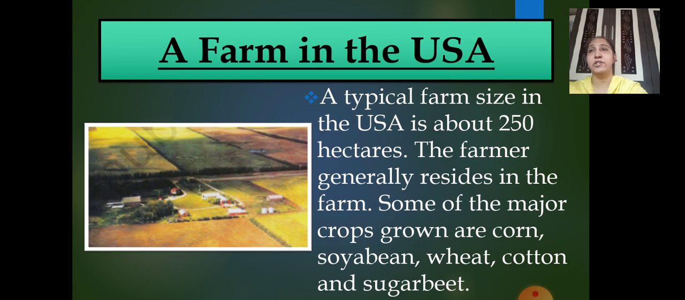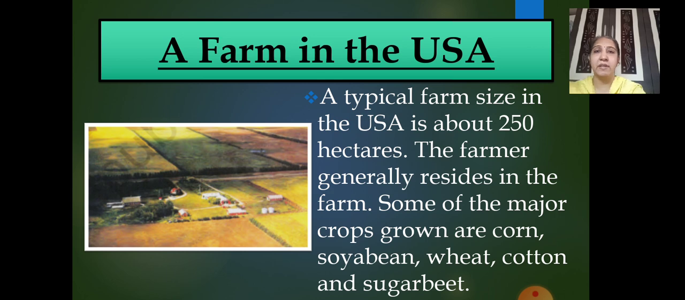Now let's come to the next topic, that is the farm in the USA. Children, see the image given to you, that is of a farm in the USA. The average size of a farm in the USA is much larger than that of an Indian farm. If we compare the size of a farm, it is much larger for USA farmers. A typical farm size in the USA is about 250 hectares. The farmer generally resides on the farm. Some of the major crops grown are corn, soybean, wheat, cotton, and sugar beet.